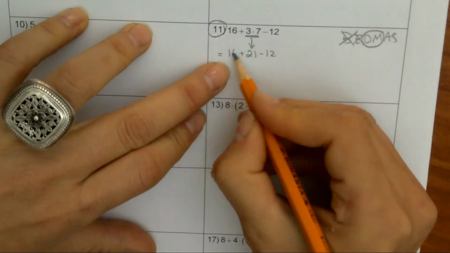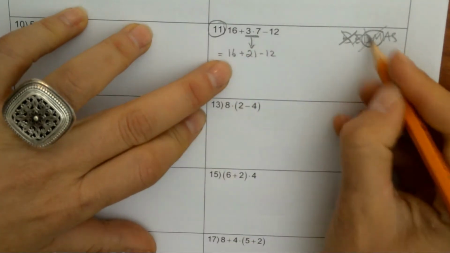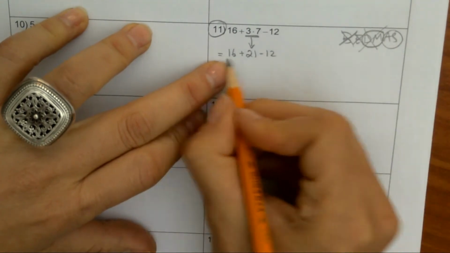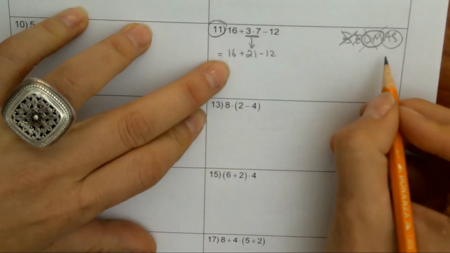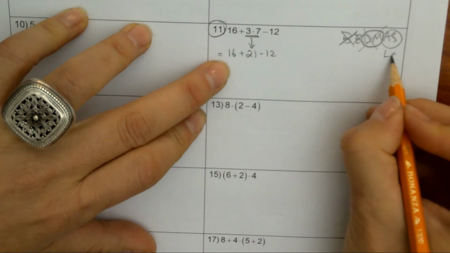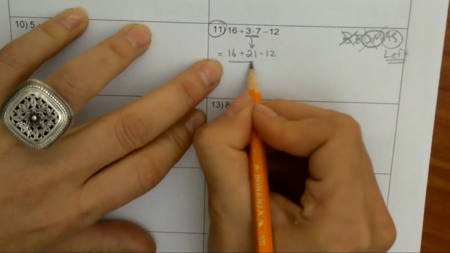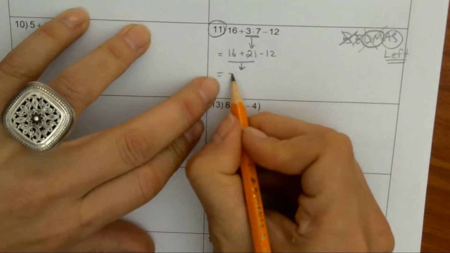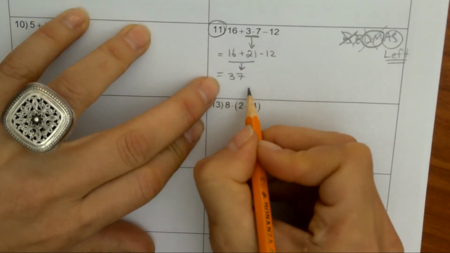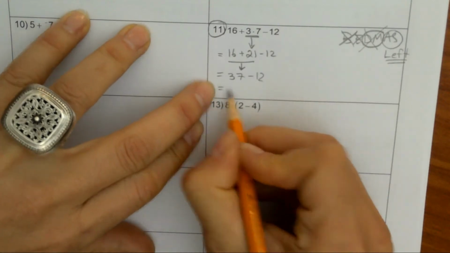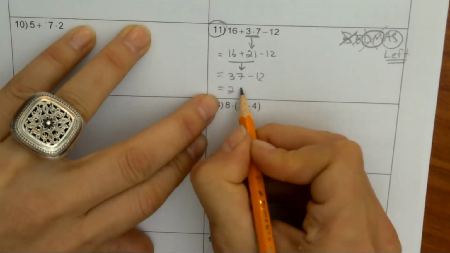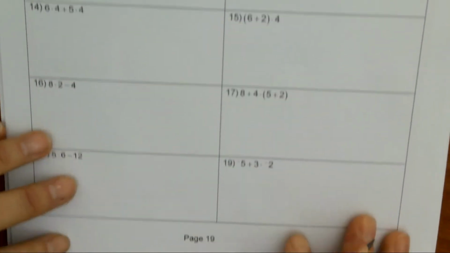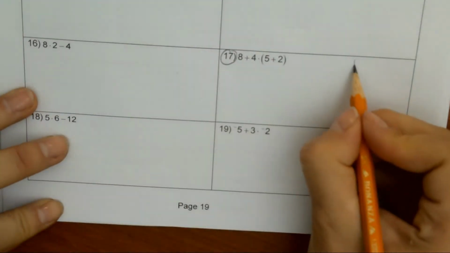And do I have any more divide multiply? Nope, so we're done. Do I have add and subtract? Yes. So I have 2. I have add and I have subtract. Because I have to choose, I have to always choose the left one first. Okay, 16 plus 21 would be 37, minus 12 equals 25.